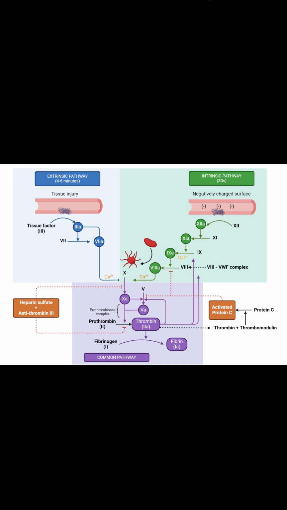Extrinsic pathway. This pathway is initiated by external trauma that causes blood to leak from a vessel and come into contact with tissue factor, factor 3, a protein found outside the blood. This pathway is much faster and simpler than the intrinsic pathway, involving only factor 7 and tissue factor before it also activates factor X. Common pathway. This is the final shared pathway where both the intrinsic and extrinsic pathways converge.